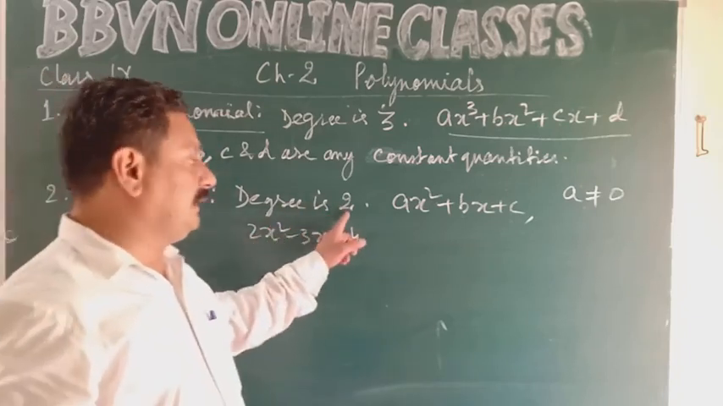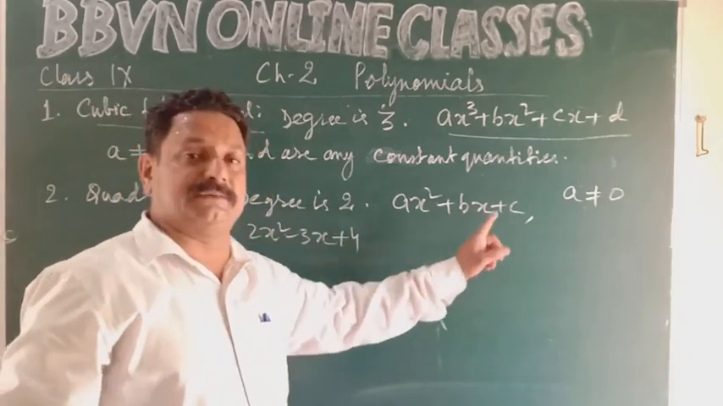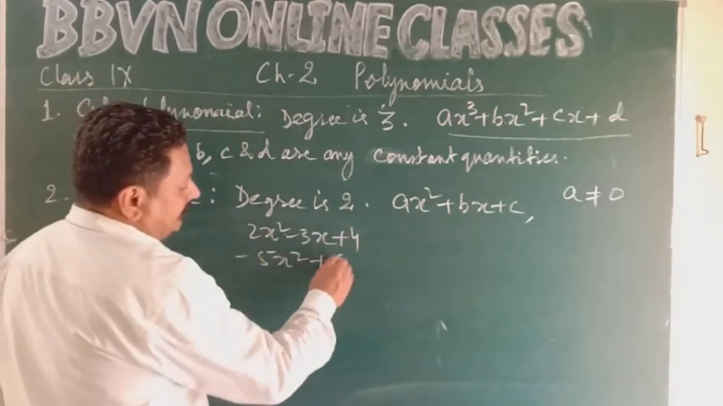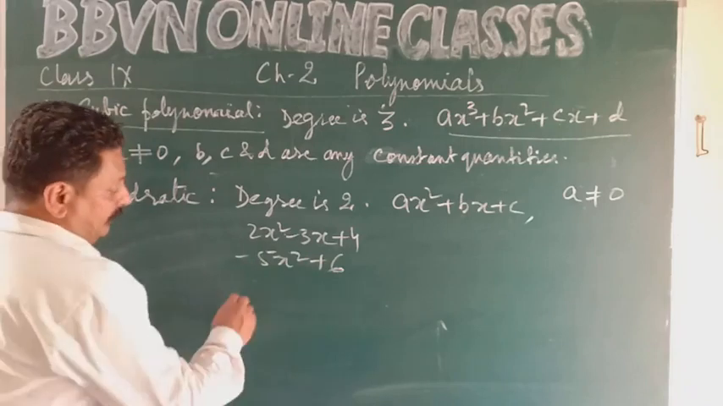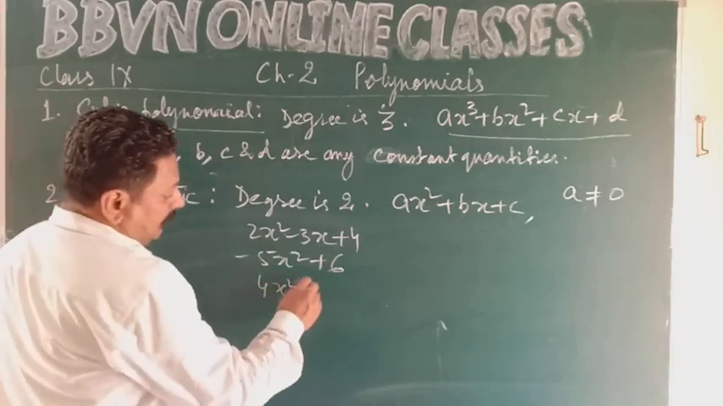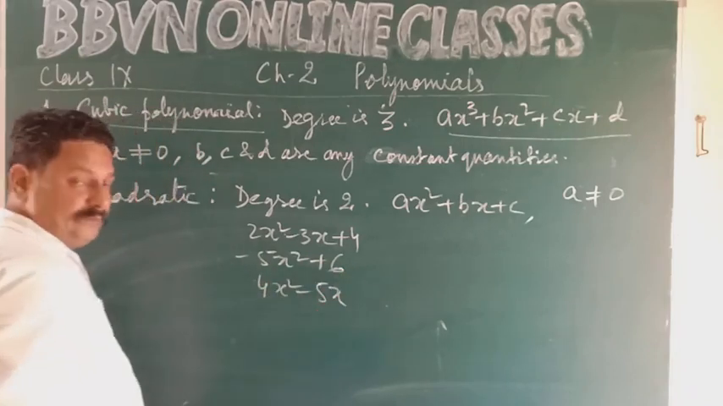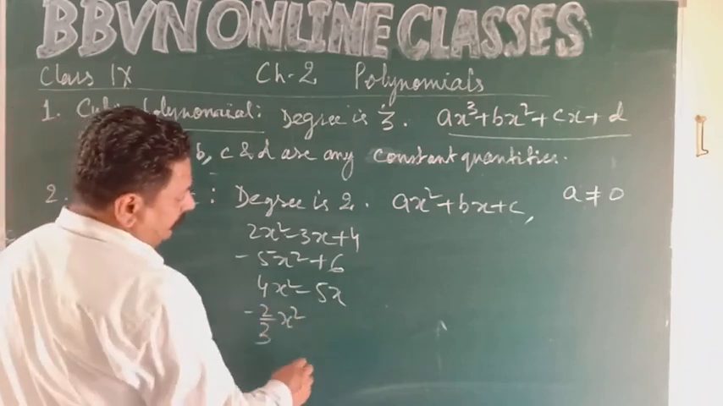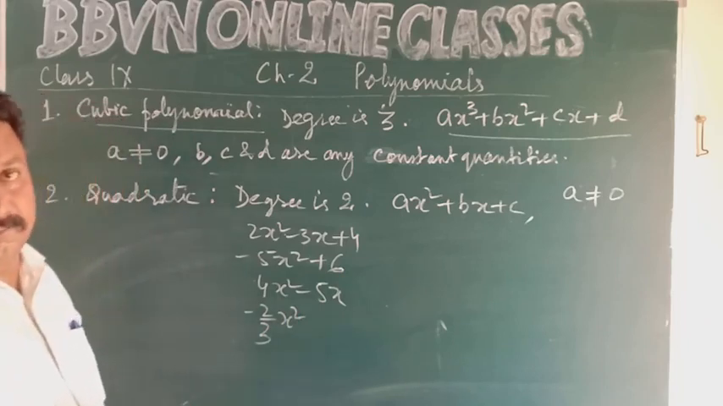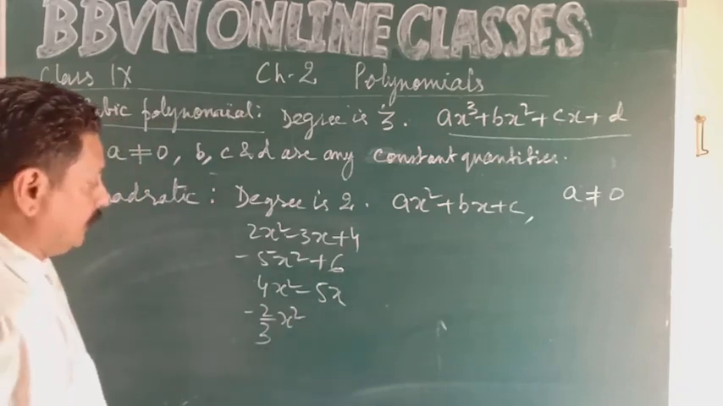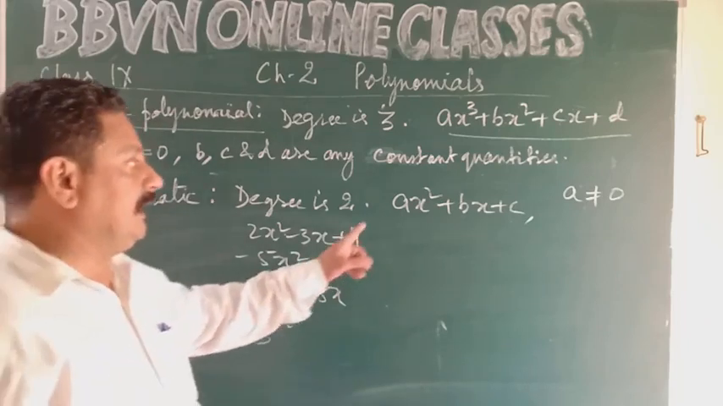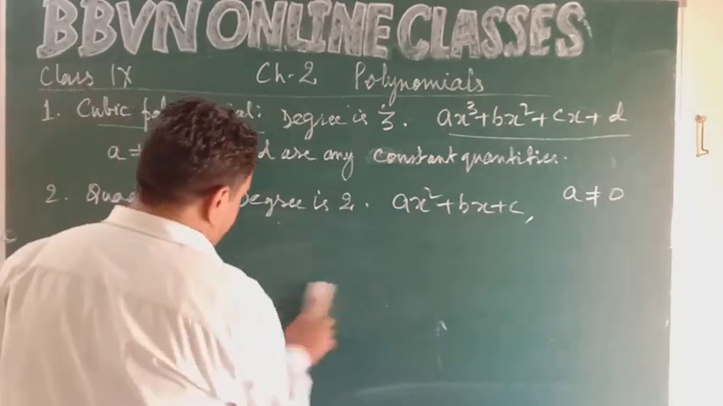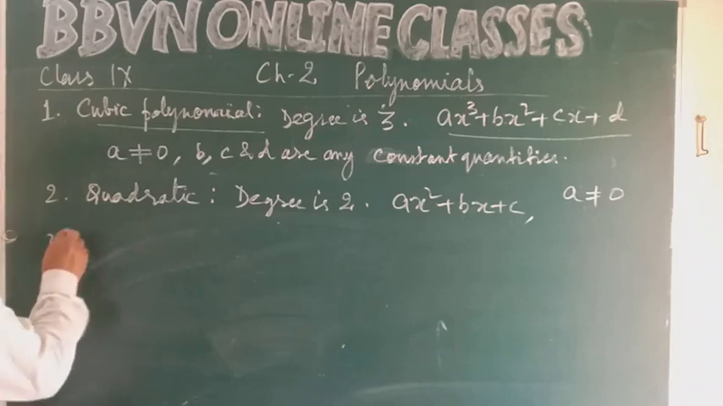And what is the degree? 2. How many maximum number of terms are possible? 3 terms. Minus 5x square plus 6. This is also a quadratic polynomial. 4x square minus 5x. This is also a quadratic polynomial. Minus 2 by 3x square. This is also a quadratic polynomial. Okay, so it can have at least one term and it can have maximum 3 terms. So this is a quadratic polynomial.